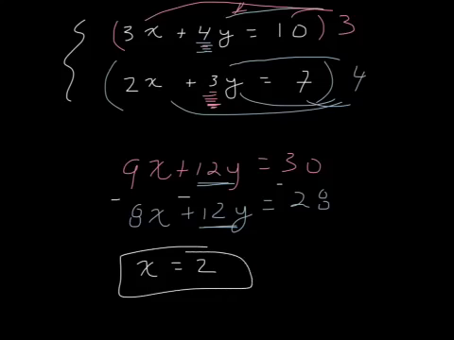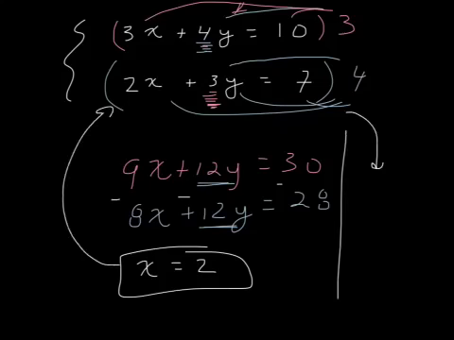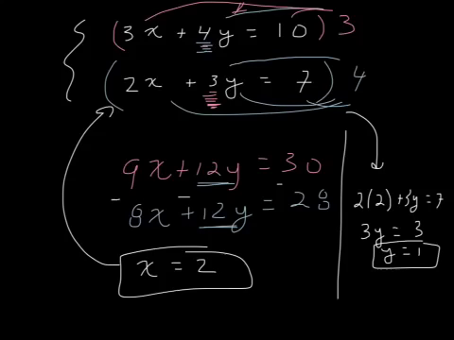That worked out nice. And so then I figure out what y is, plug it into any one of the equations. So when I do that, I'm going to get that 2 times 2 plus 3y equals 7, or 3y equals 3, y equals 1, and so my final solution is the point (2, 1).